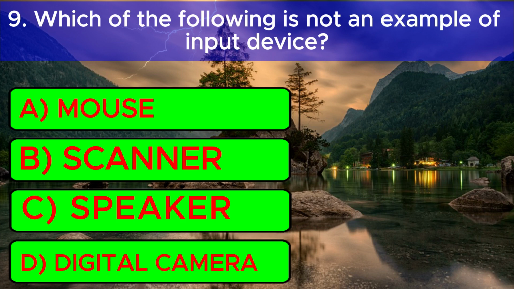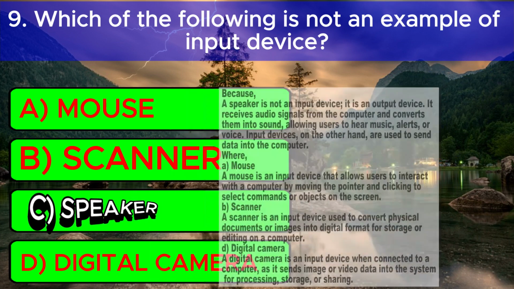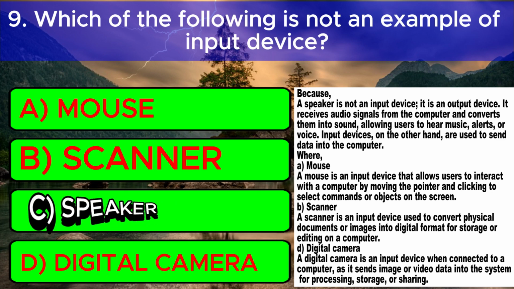And the correct answer is C. Speaker. Because a speaker is not an input device, it is an output device. It receives audio signals from the computer and converts them into sound, allowing users to hear music, alerts, or voice. Input devices, on the other hand, are used to send data into the computer.